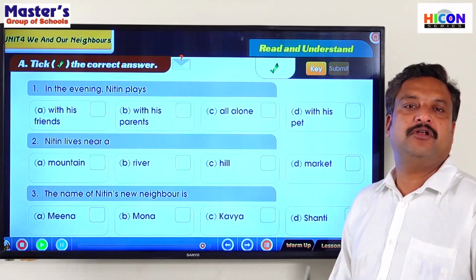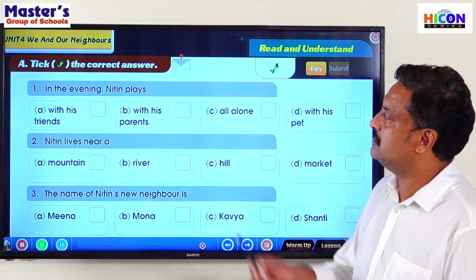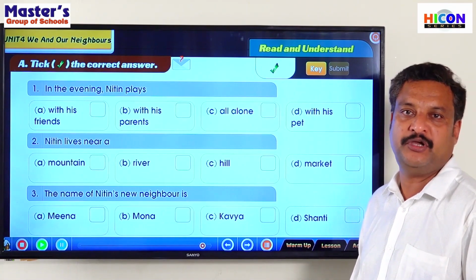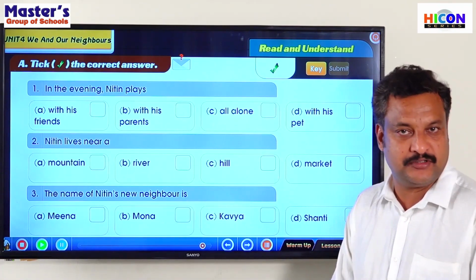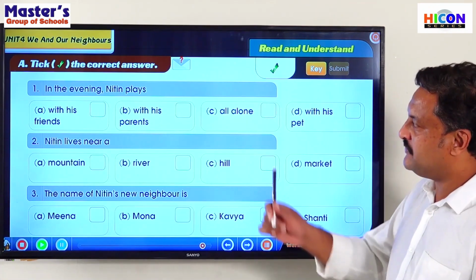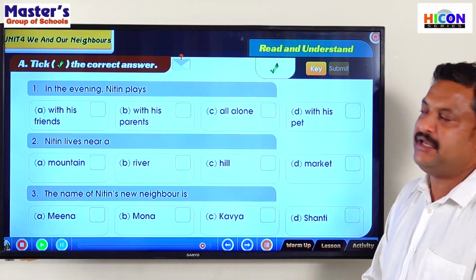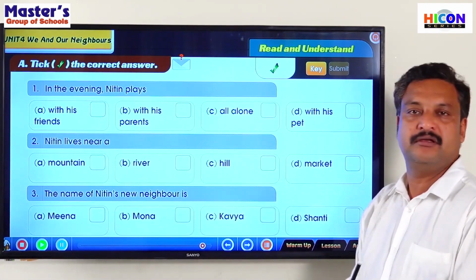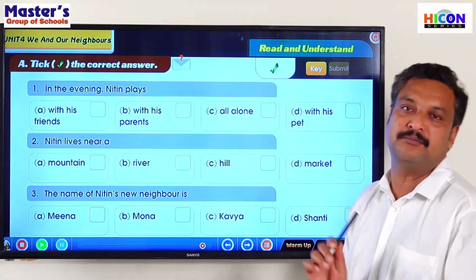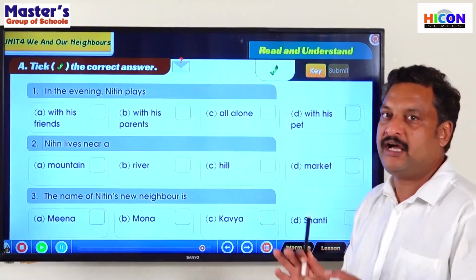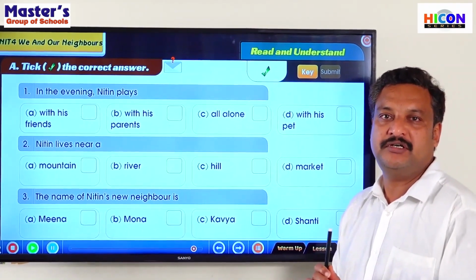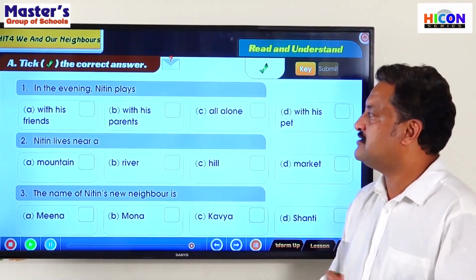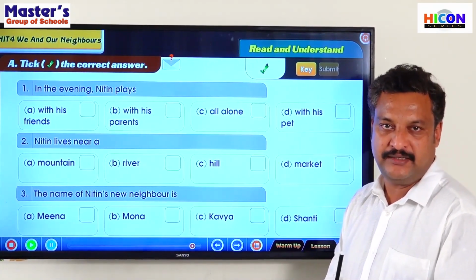Okay, children, so we have already seen the lesson "We and Our Neighbors". Okay, and this is the exercise part of that particular lesson. It starts with "Tick the correct answer", which means, see, there are three sentences given, 1, 2, and 3. These three sentences are actually incomplete, right? So they have to be completed with something. Okay, something is missing in that sentence, right?